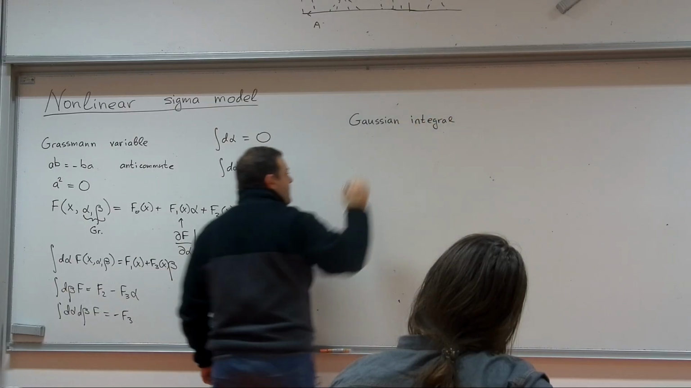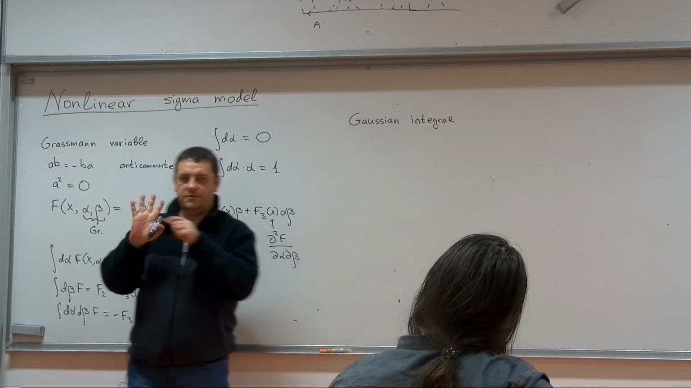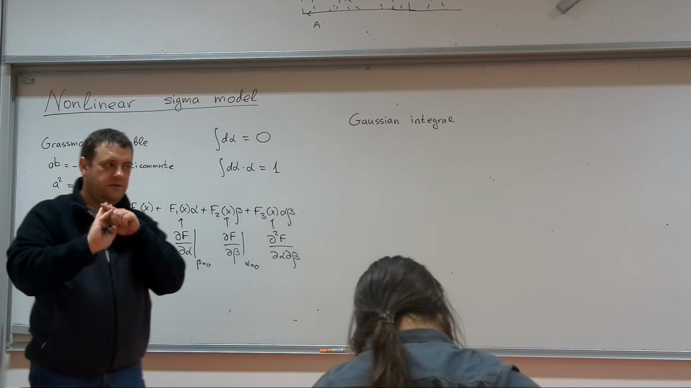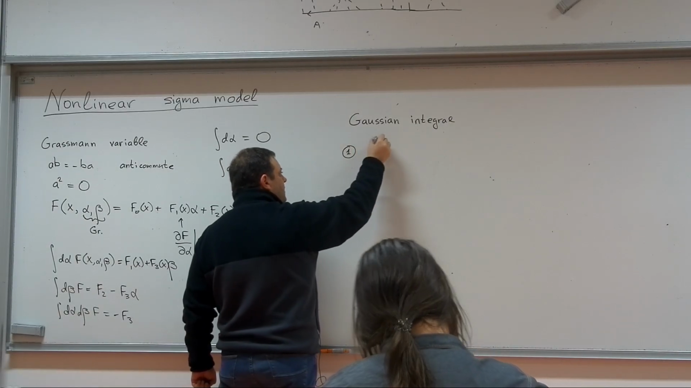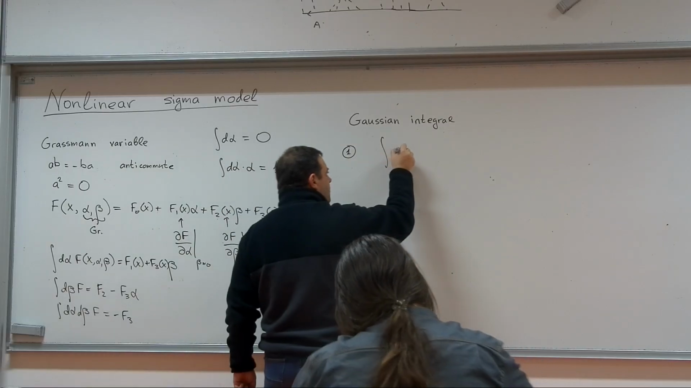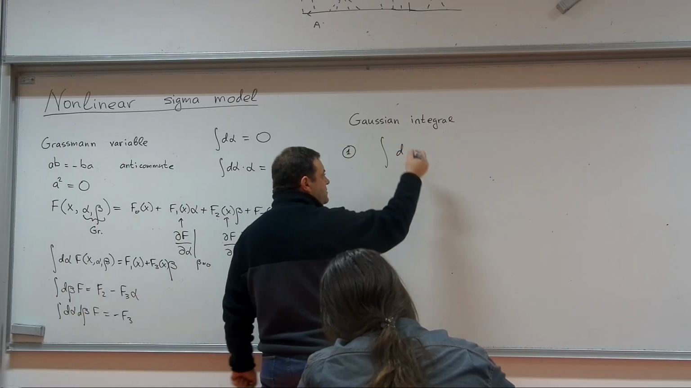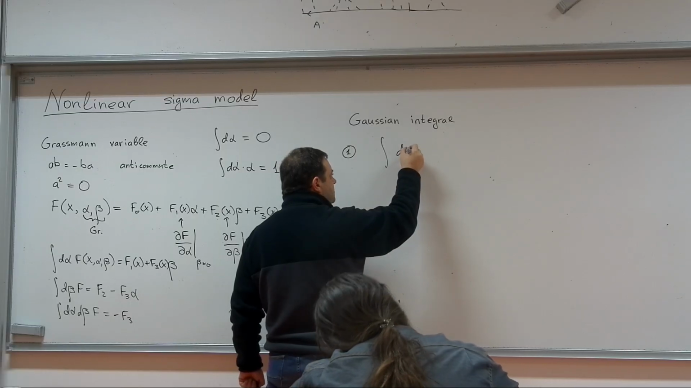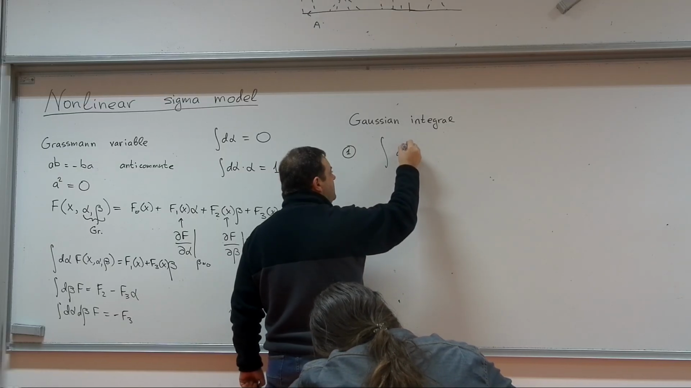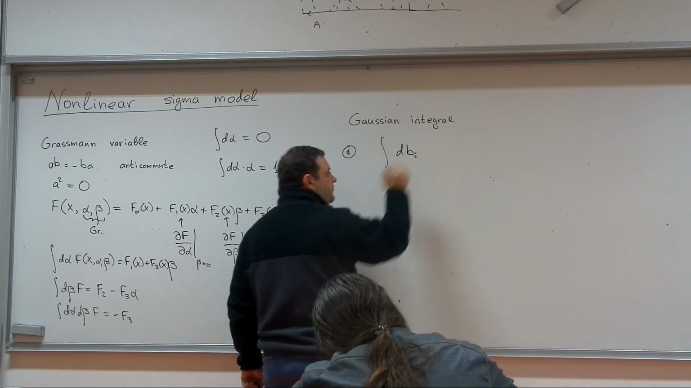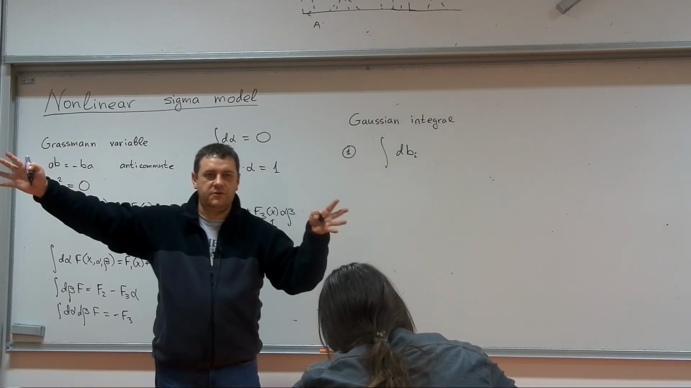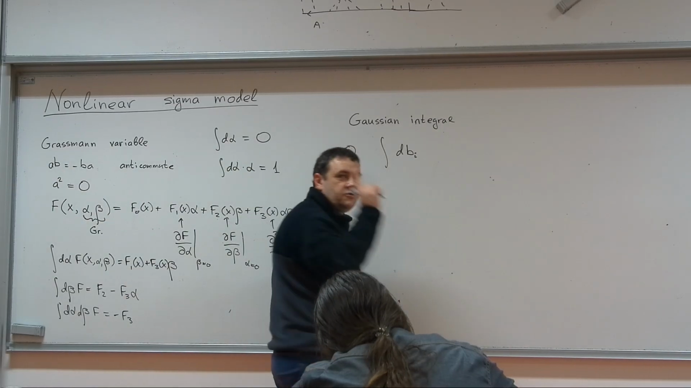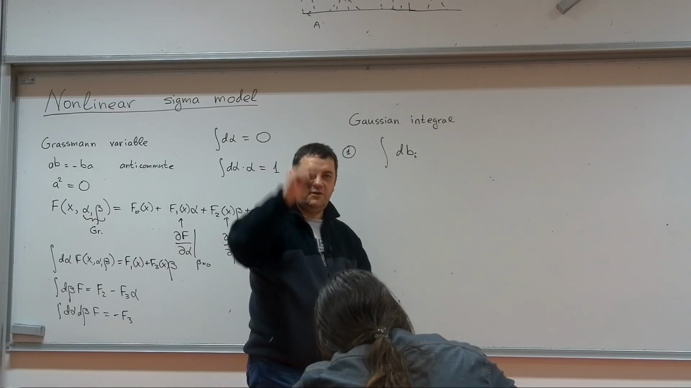Gaussian integral, I will have exactly three examples. Example number 1. You have an integral over some usual numbers, let's call them b. But we have many of them. B has an index, like 1, 2, 3, 4, some number. B is a vector, just a column of many numbers.